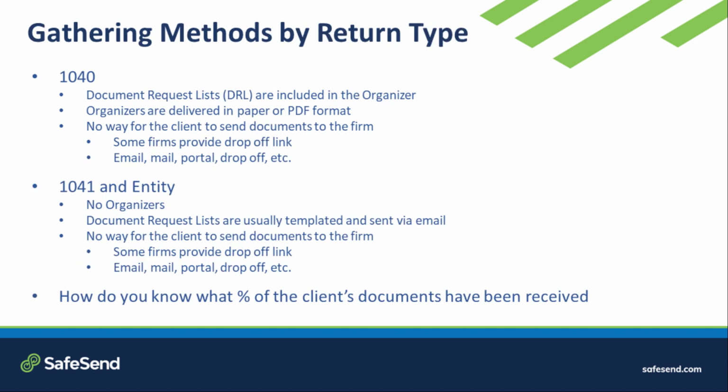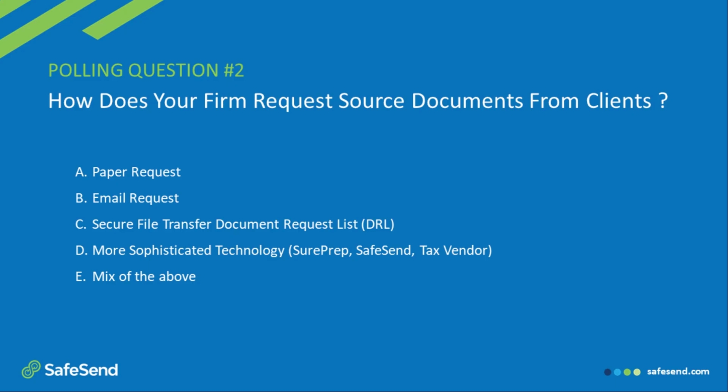Gathering methods differ by return type. So whether it's 1040s, 1041s, entities, et cetera, the 1040s really have the document request list that goes with the organizers. We're going to show you some things that we're doing with organizers and request lists to help make this process a lot easier. And then again, we're going to talk more about tracking. How do you know what percentage of your client's documents have been received? Because that's still one of these large underlying problems.